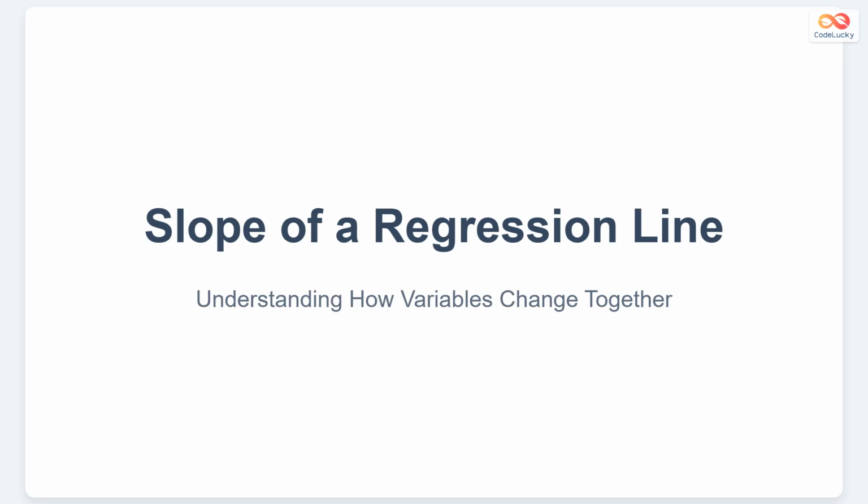Welcome. Today, we're going to explore a fundamental concept in statistics, the slope of a regression line. We'll focus on understanding how we can predict the way two variables change in relation to each other.